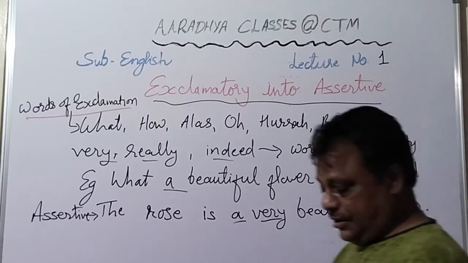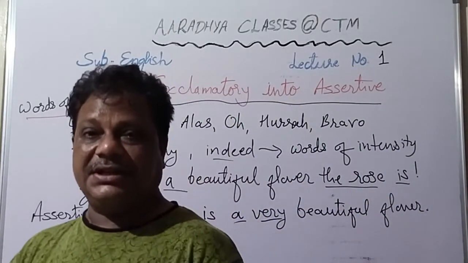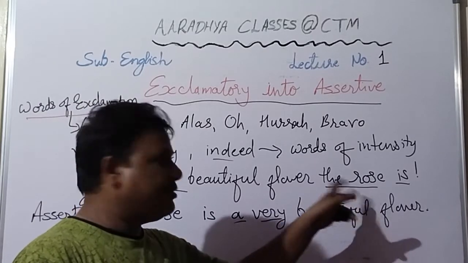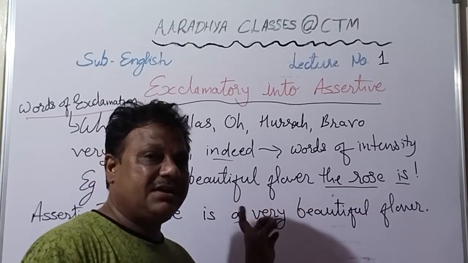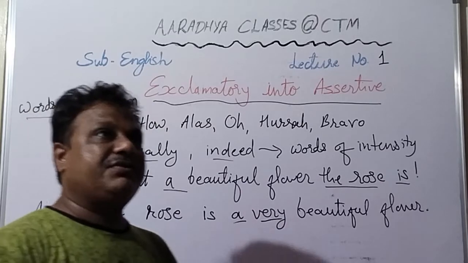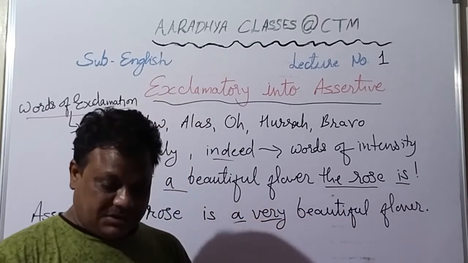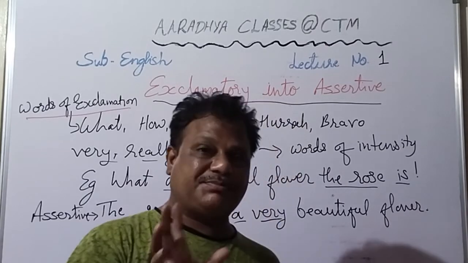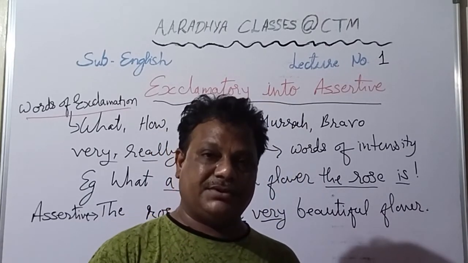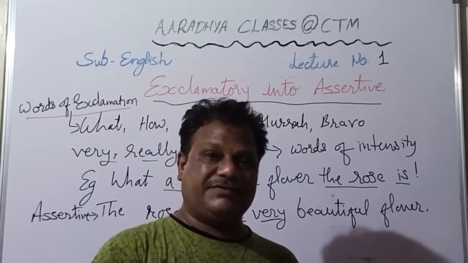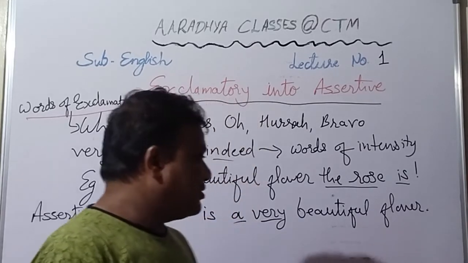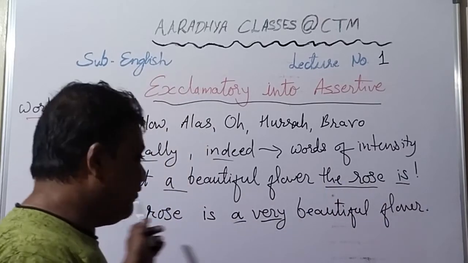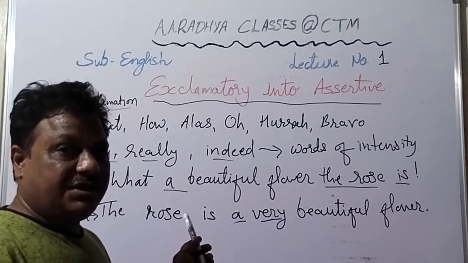Okay, and you see in an exclamatory sentence the subject and verb are normally written at the end of the sentence. Through this example we will understand that. So when you convert them into assertive, the rule of the assertive sentence is that it normally begins with the subject. It is followed by the verb. Then it has other words. So we are supposed to bring that subject and verb to the beginning when you convert them into assertive.